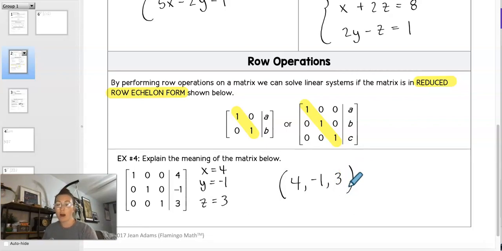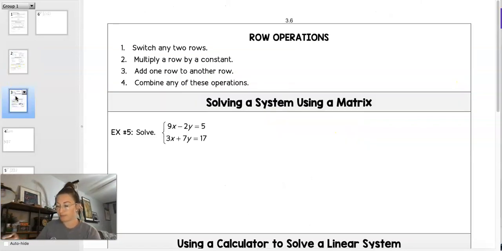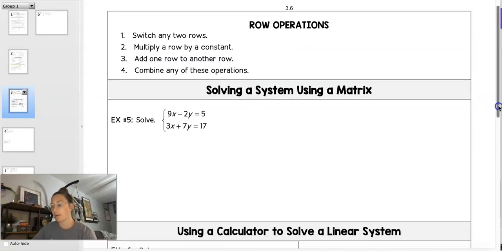Okay, so far, hopefully super easy and you're understanding. Because now I'm actually going to show you how to get this into reduced row echelon form. All right, next page. All right, so here's our row operations.